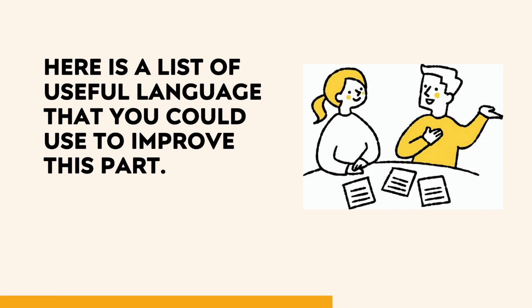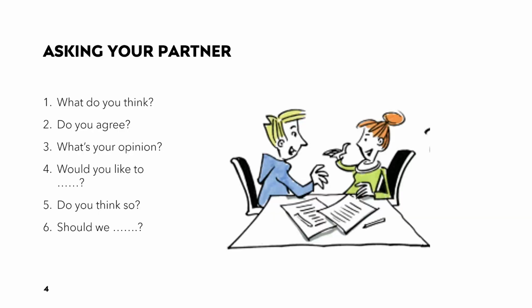Here is a list of useful language that you can use to improve this part. Okay. First thing first, ask your partner, what do you think? For example, you have given your points. For example, I think that playing games is good because it can help develop your critical thinking skills, and you are able to focus more because you are exposed to high intensity situations in the games. So I think that this is very good for Anna to learn.